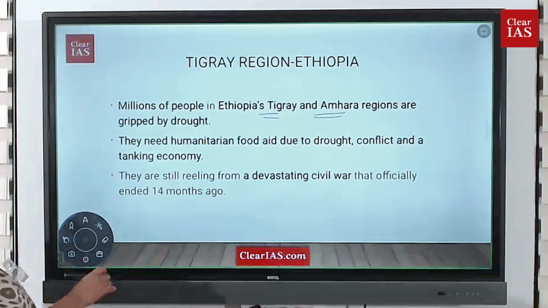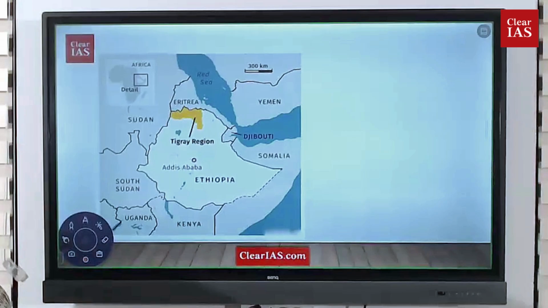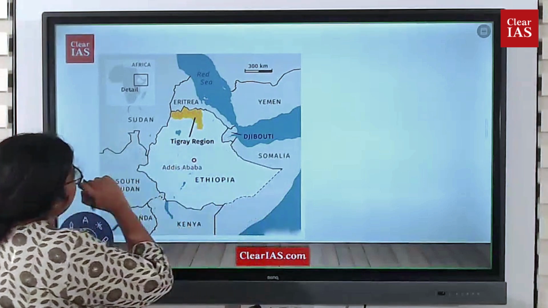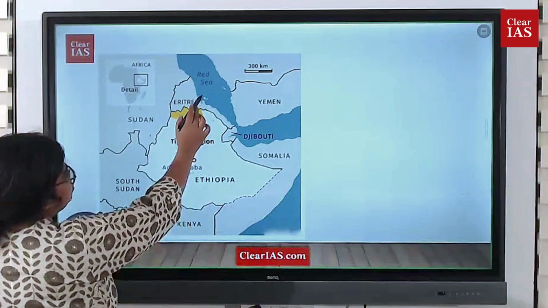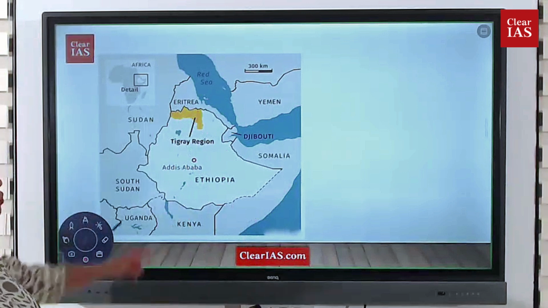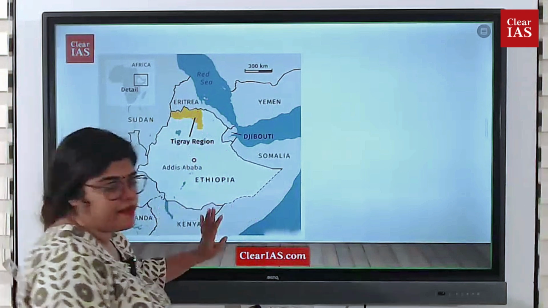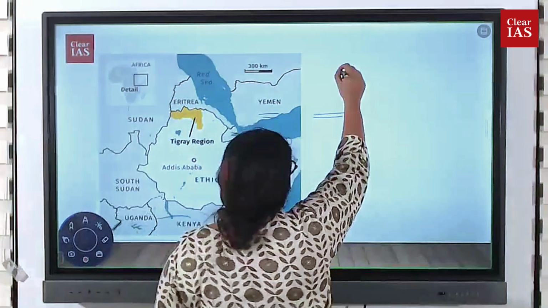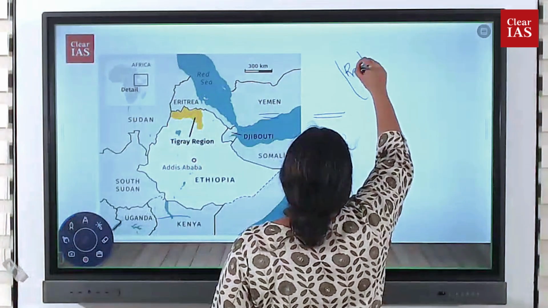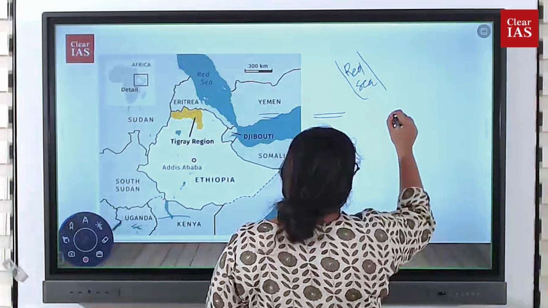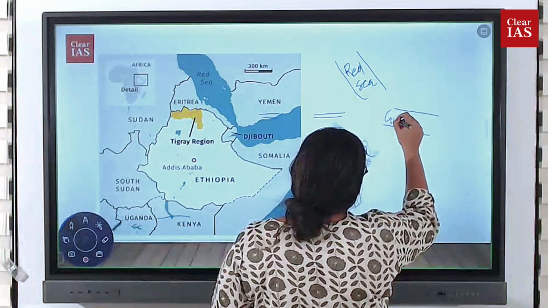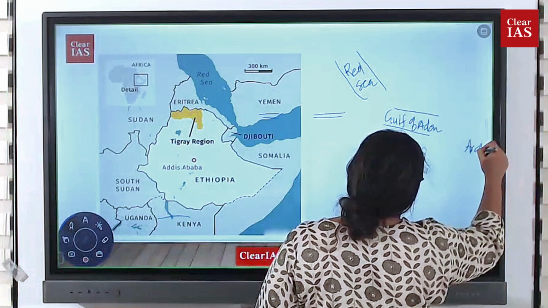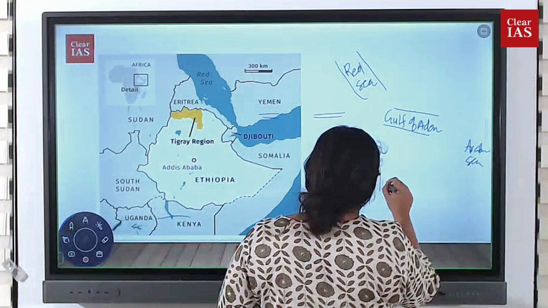So we'll see the region. See this region. We have already seen Somalia. We have seen Djibouti. We have seen Eritrea. See, Eritrea opens to the Red Sea. We have to learn this region very well because it's very important. So I'll draw it for you. Here you have the Red Sea. Here you have the Gulf of Aden. Here you have the Arabian Sea. And this is the Indian Ocean.